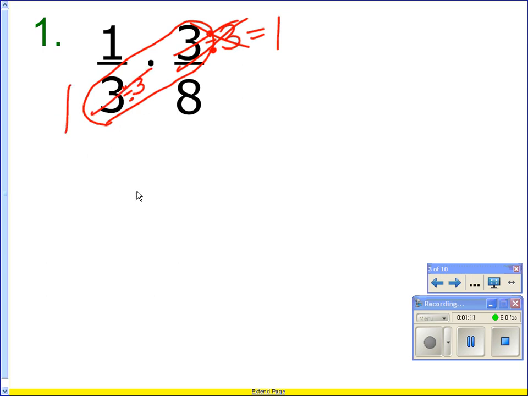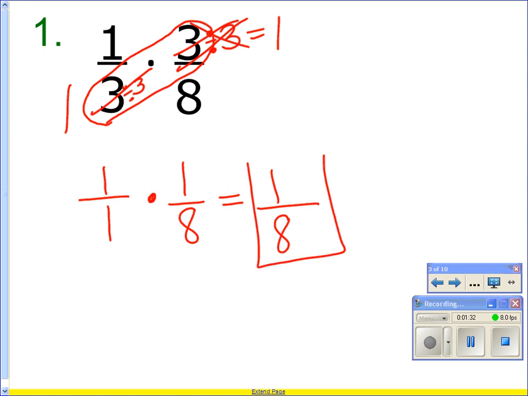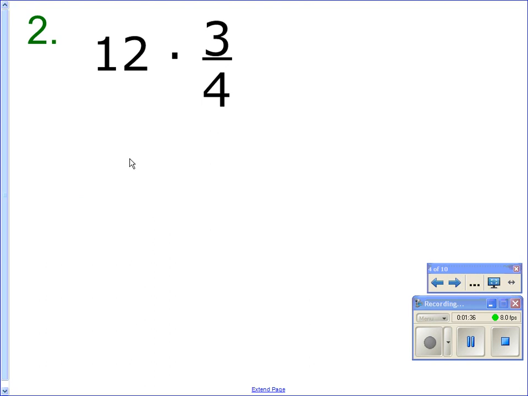So your new fraction, if you want to rewrite it out, is 1 over 1 times 1 over 8 after you have cross-simplified. Now you're finished cross-simplifying and you're going to multiply your numerators. 1 times 1 is 1. 8 times 1 is 8. Your answer here is 1/8. Okay, let's go to the next one.